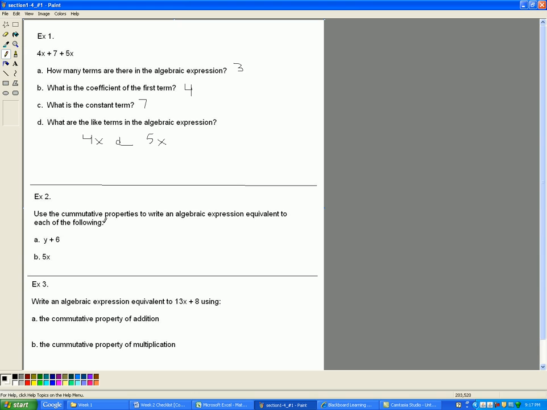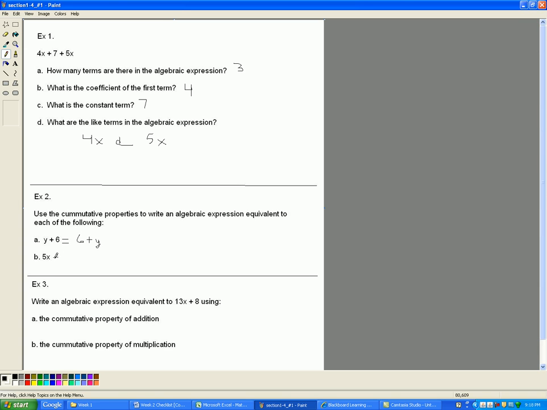Example 2, we're talking about the commutative properties of algebraic expressions. What commutative means is we can put these in any order and it'll still equal the exact same thing. So we look at letter A here, and we have y plus 6. The equivalent statement using the commutative property is going to be 6 plus y. All we did here was swap the order of the y and the 6. This is an equivalent statement because this side still equals exactly this side.